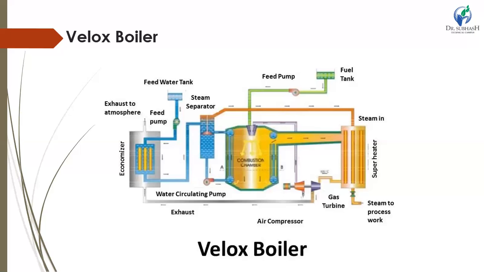Water removed from the steam in the separator is again passed through the water tubes with the help of water circulating pumps. The gases coming out from the combustion chamber are further passed over the superheater, where heat is utilized to superheat the steam. The gases coming out from the superheater are at a temperature of around 500 degrees Celsius.